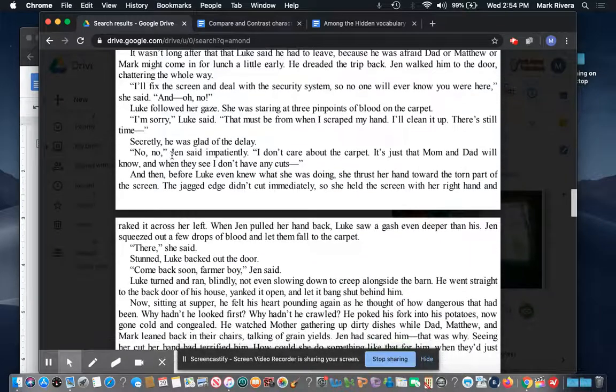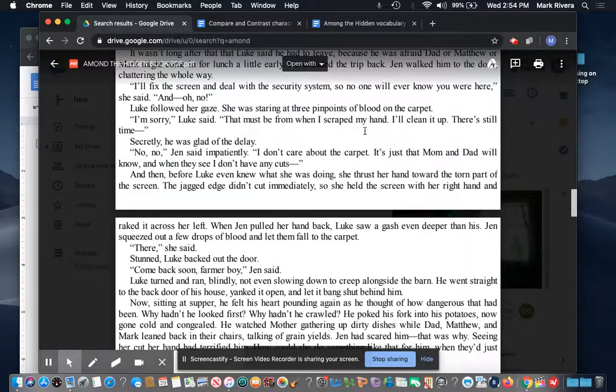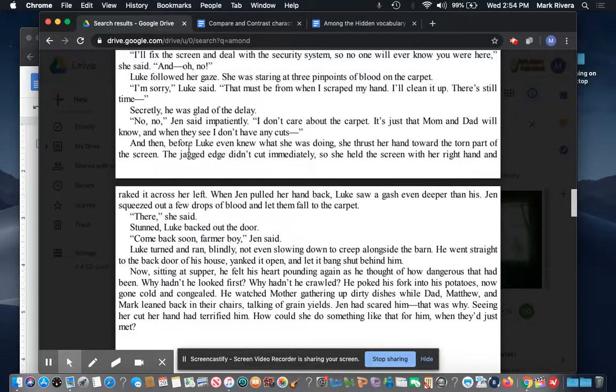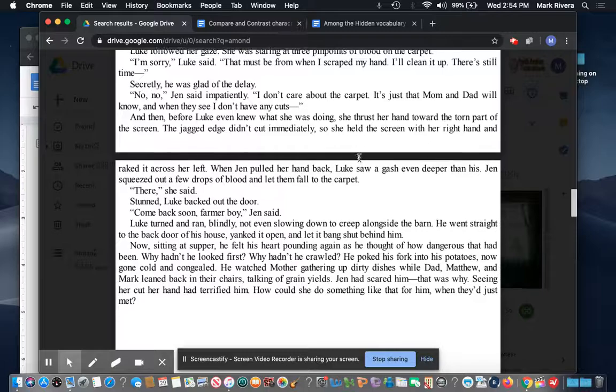Luke followed her gaze. She was staring at the three pinpoints of blood on the carpet. I'm sorry, Luke said. That must have been from when I scraped my hand. I'll clean it up. There's still time. Secretly, he was glad of the delay. No, no, no, Jen said impatiently. I don't care about the carpet. It's just that Mom and Dad will know. And when they see that I don't have any cuts.